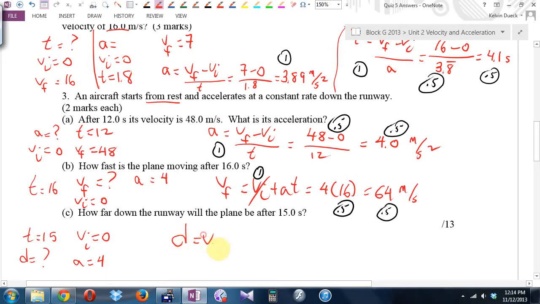D equals VIT plus a half AT squared, where VI is 0. It's going to be a half times 4 times 15 squared. Half of 4 is 2. 15 squared is 225, so it's going to be 225 times 2. Pretty sure 450? Yeah. Meters.